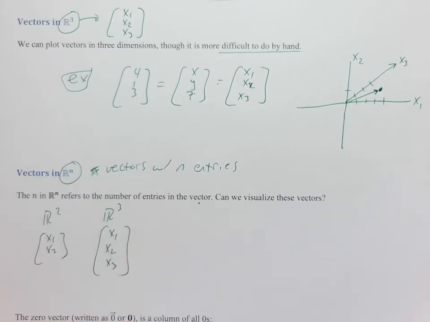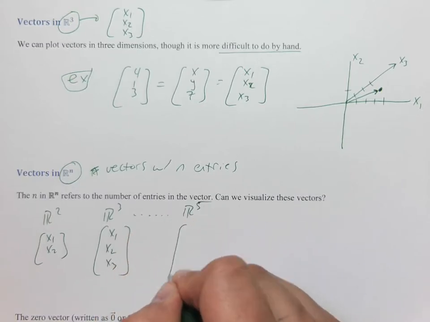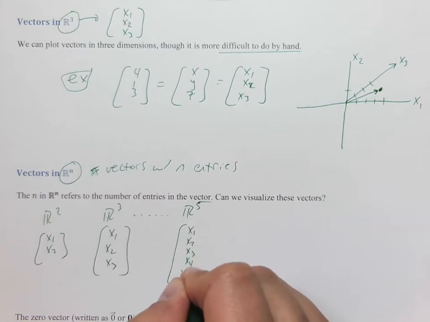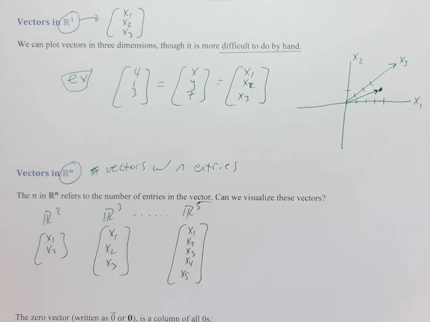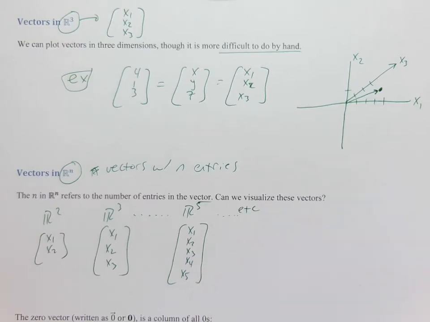But we can have any number of entries. We could have things in R5. R5 would have 5 entries, etc. We could have as many entries as we want: R10, R a million. To be perfectly honest, in real applications we often have really, really big vectors.